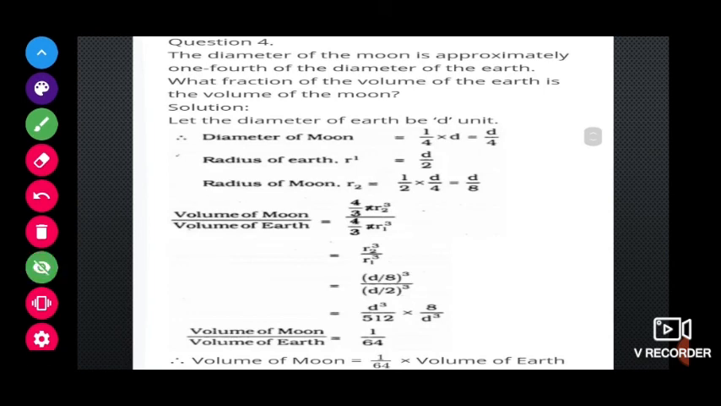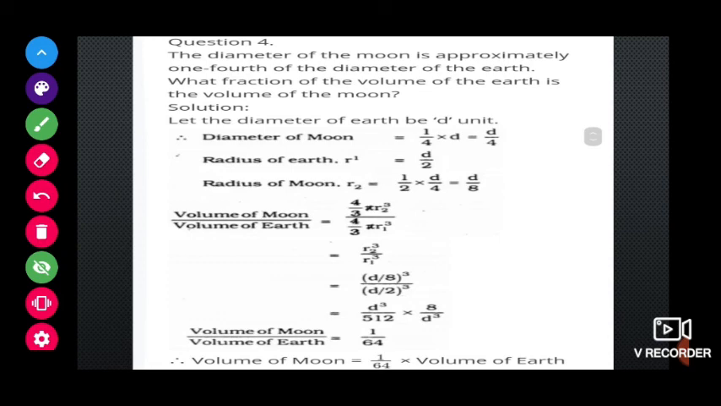Next one: the diameter of the moon is approximately 1/4 of the diameter of the earth. What fraction of the volume of the earth is the volume of the moon? Let's take the earth's diameter as d. Then the diameter of the moon will be 1/4 of d, that is d by 4. So the radius of the earth will be d by 2 because it is half of the diameter, and the radius of the moon will be half of d by 4, that is d by 8.